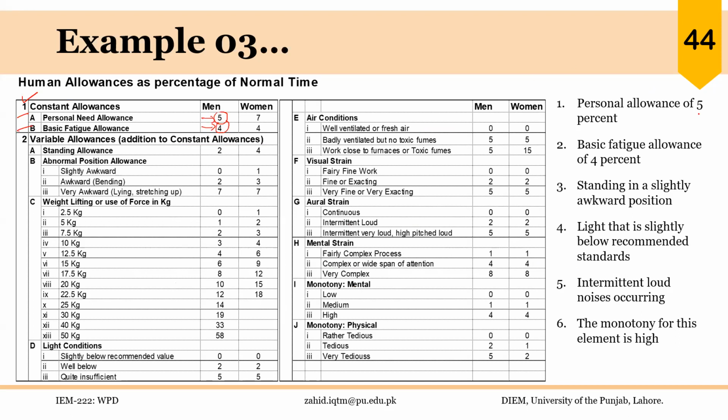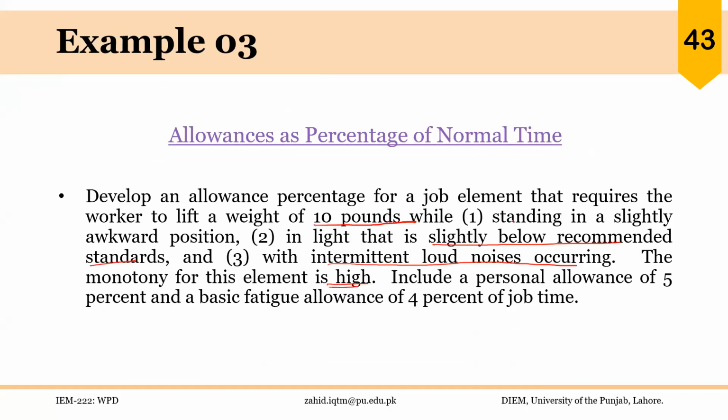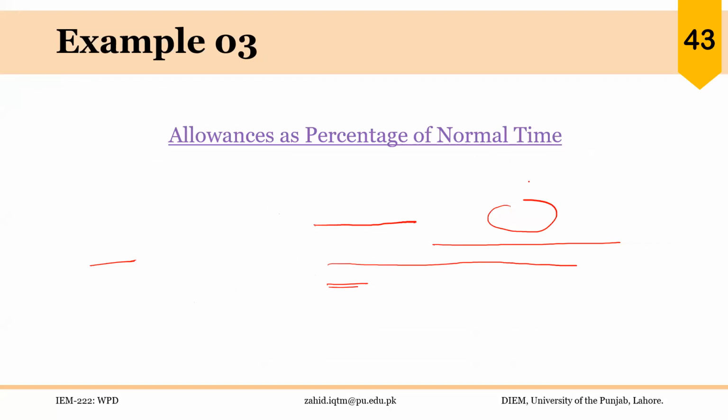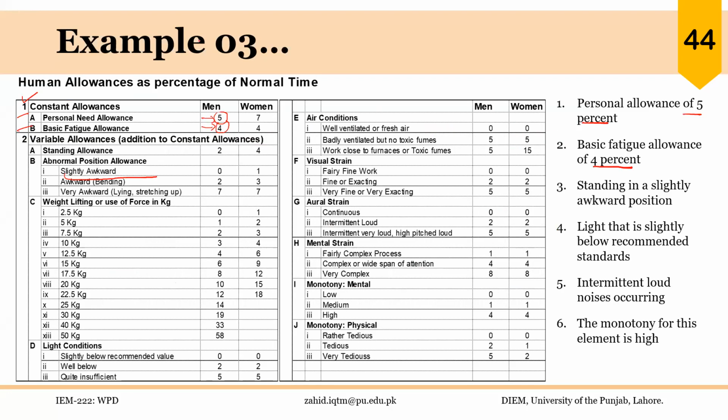So 5% personal allowance and 4% basic allowance are constant. The person is standing in a slightly awkward position. The first point is that the person is standing, so we have to give a standing allowance. That is 2%. So the total allowance will be 5% plus 4% plus 2%. There is no allowance for slightly awkward posture, it is 0%, but there is an allowance of 2% for performing the task in a standing posture.